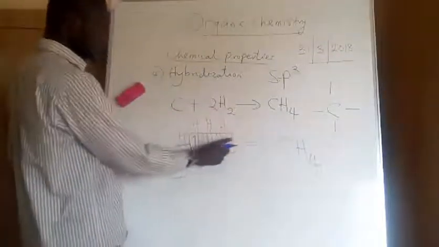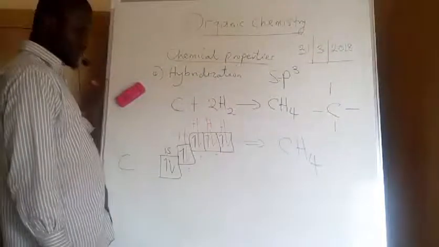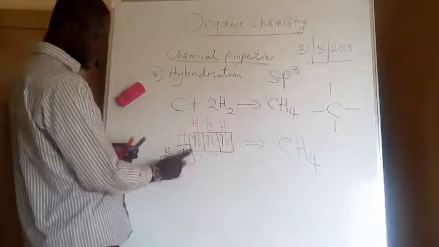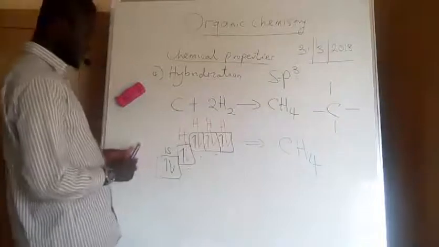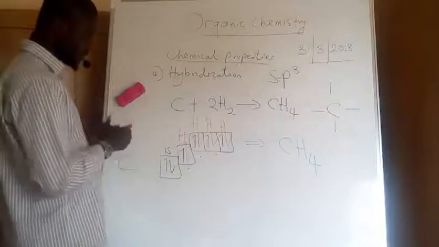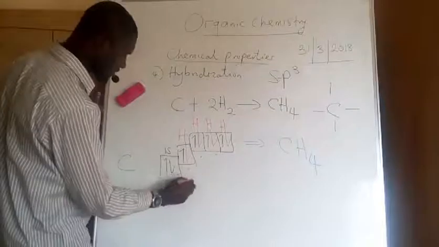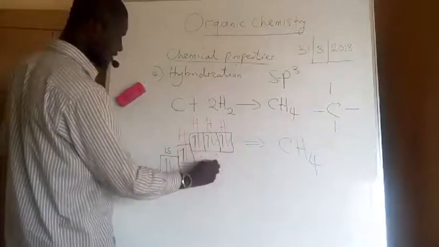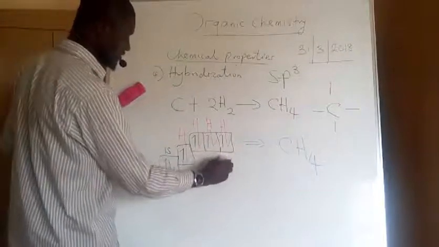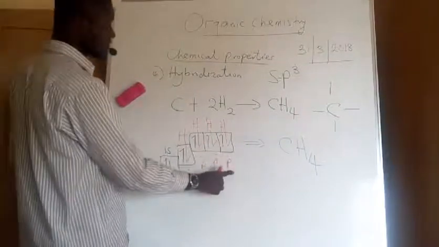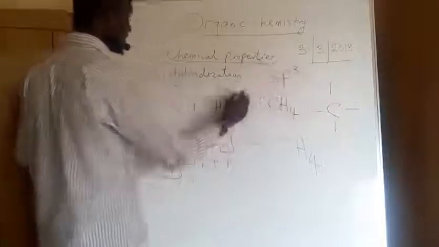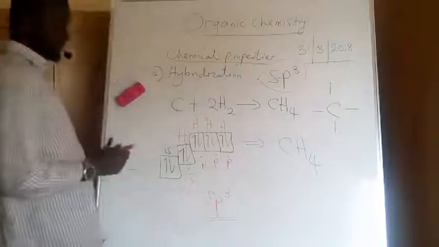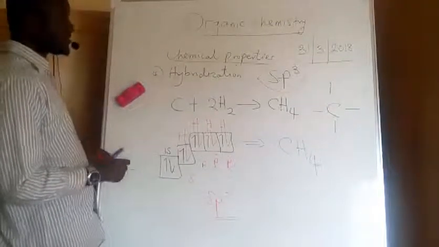Why? Because now we have a combination of carbon and 4 hydrogen. Now if you look at this very well, we have hybridization in 4 boxes: 1, 2, 3, 4. We have hybridization in 2s, we have hybridization in px, we have hybridization in py, and we have hybridization in pz. So I have 1s, 3p. This is why we have sp3 hybridization for alkane. So this is how it is arrived at.